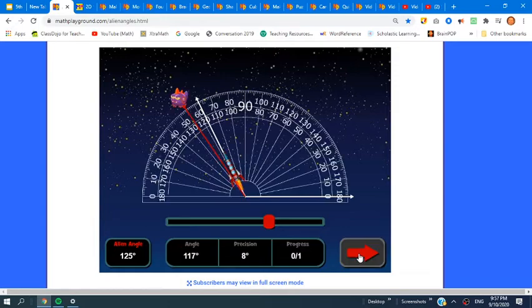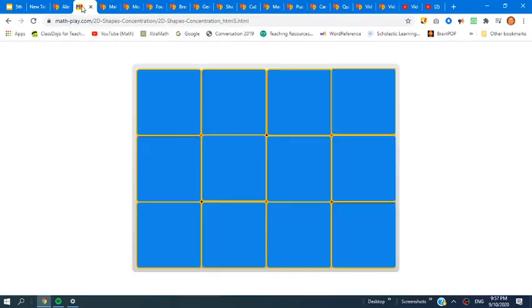Then you click on the rocket. Ooh, I was off by 8 degrees, but I was still kind of close, 117. I'll put this link in the video notes so you guys can play this later on.